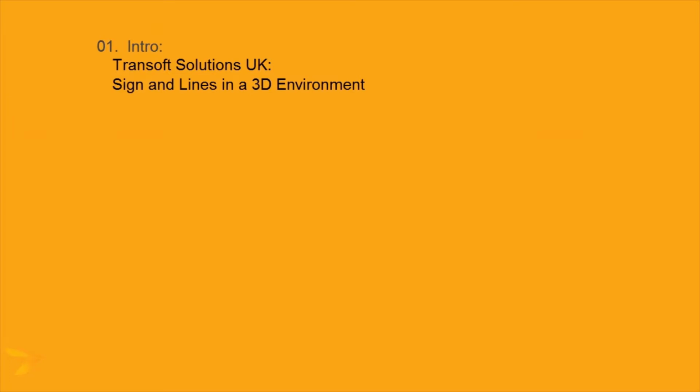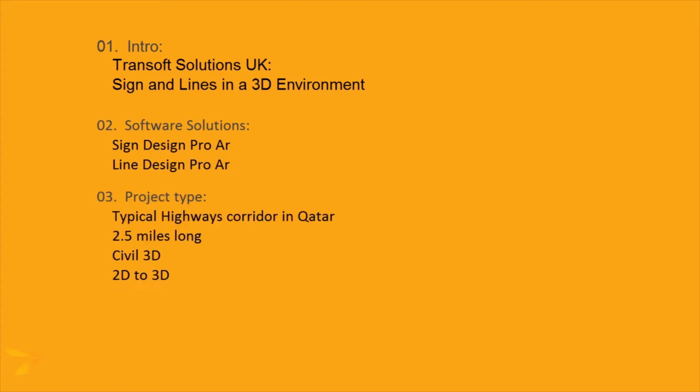So in this video, I'm going to be demoing Sign and Line Pro Arabic's latest 2D to 3D BIM workflow on a typical highways corridor scheme that you would see in and around the Middle East. The road I'm developing is 2.5 miles long and has several intersections, including crossroads and T-junctions, and they've all been modelled in Civil 3D. To start, I'm going to show some 2D signs and lines, and then I'll take those designs and turn them into 3D. And finally from that, I will take the design files into Navisworks, and we can have a look at the asset data that's attached to the objects.